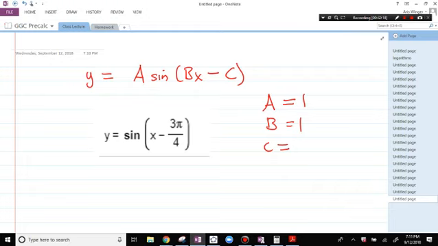What is it? Negative 3 pi over 4. That's why I did this one. Which one is it? Is it positive or negative? Oh, it's positive because we already have the negative. Right, so C is 3 pi over 4 because the minus sign is built into the formula.